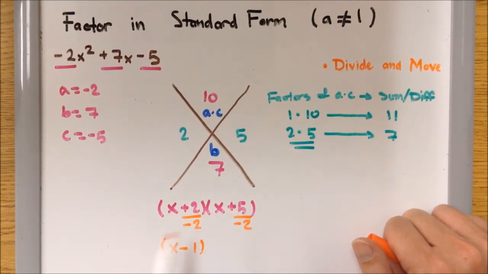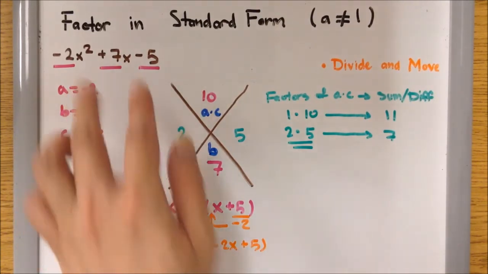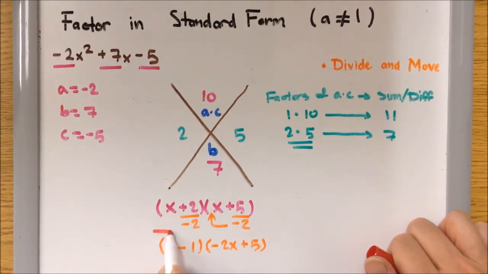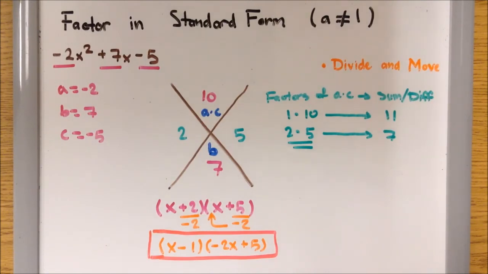Now this fraction, positive 5 over negative 2, will not divide into a whole number. So we're going to move the denominator in front of x, and I'm going to keep it as negative 2. So it will be negative 2x plus 5. That will be our new factor. So, again, when you FOIL these two factors, your answer should match up with the example. So our final answer will be x minus 1 times negative 2x plus 5.